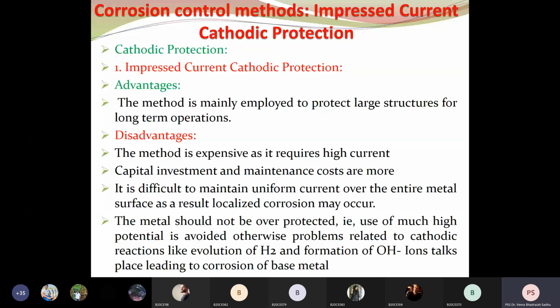And it is very difficult to maintain uniform current over the entire metal surface. As a result, localized corrosion may occur. So for the entire metal surface, you need to maintain uniform current. Otherwise, there will be some localized corrosion.